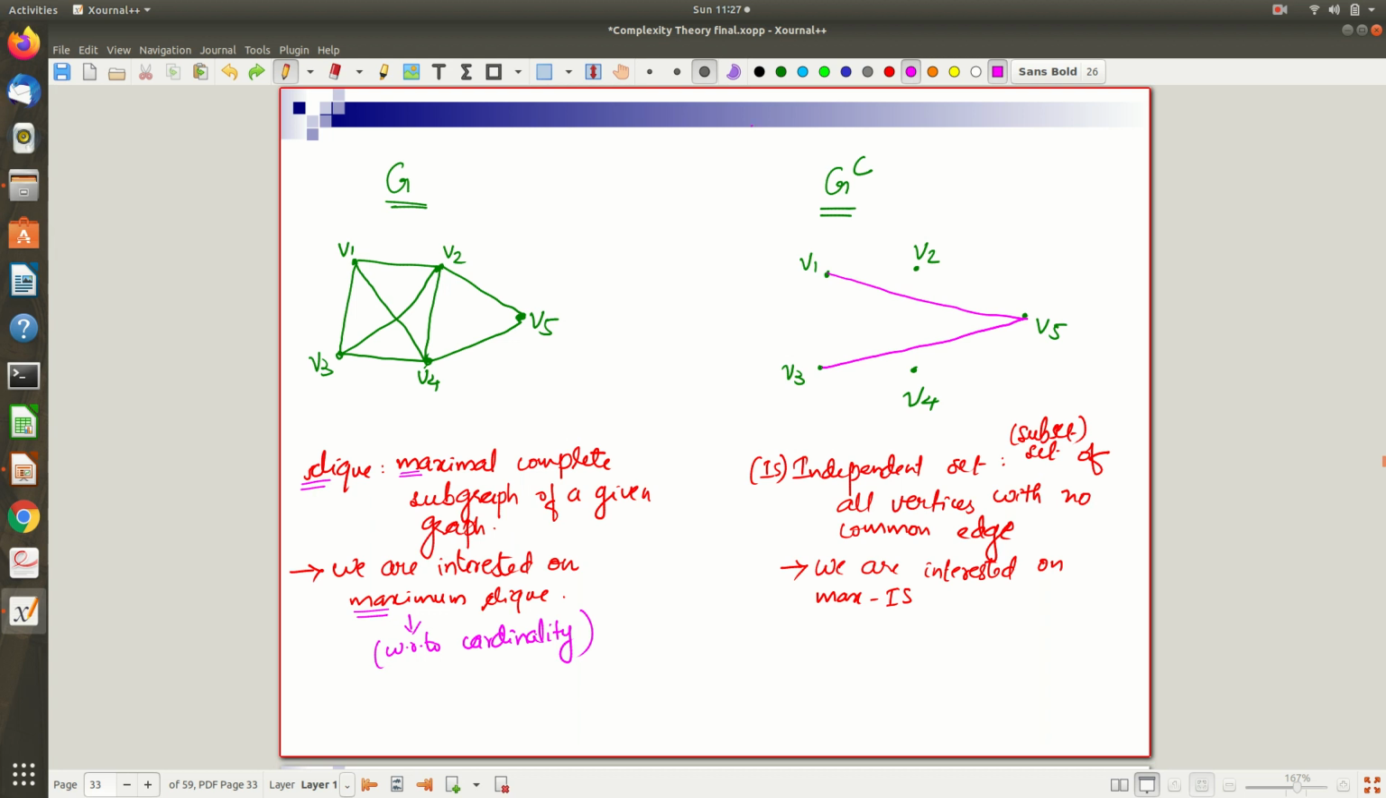So I can say, in our example the maximum clique is what? Maximum. Now I am writing maximum, so that is what we are interested in for a given graph as a whole. There may be more than one also, but in our graph there is only one clique with the maximum cardinality, and that is v1, v2, v3, v4. Fine.